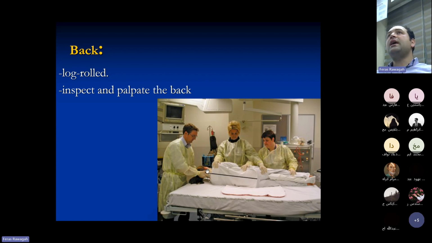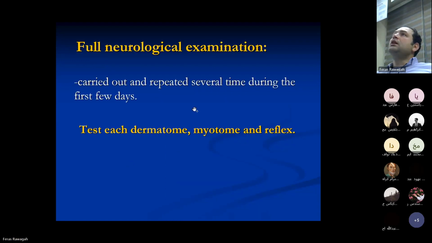As you know, A, B, C, D, E: airway, breathing, circulation, disability, then exposure, and secondary survey. In the secondary survey, you examine the patient from head to toe, and part of the examination is log rolling the patient, and you should check his back for any deformity or for any injury. Should carry out a full neurological examination.